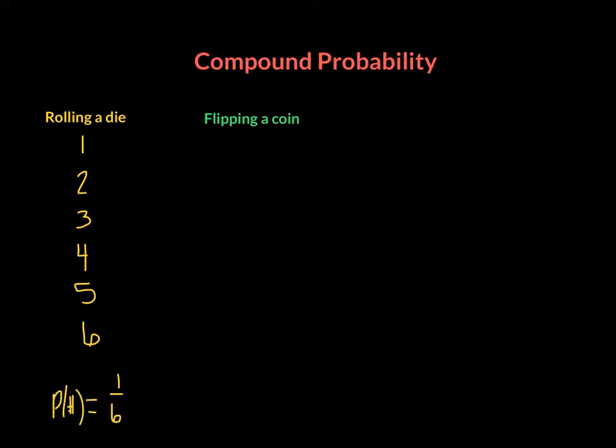But for flipping a coin, it's a little bit simpler. You just have heads or tails. And so there's only two possibilities. So the probability of either of those outcomes is just 1/2, which is why we say that a coin is 50-50, because it's half and half.